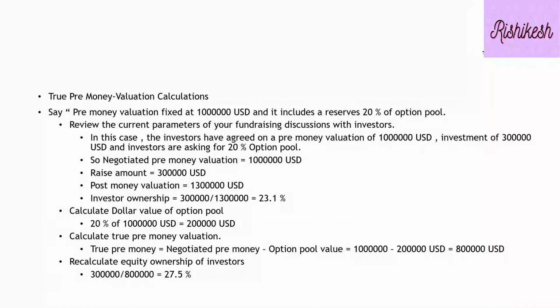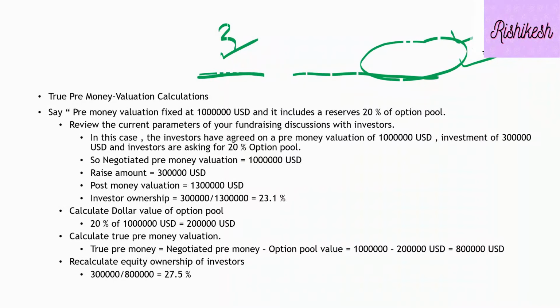So let us take the pre-money valuation calculation. We'll take an example of it. Let us suppose that you have got a pre-money valuation of 10 lakh US dollars, and it includes a reserve of 20% option pool. So it means 20% of 10 lakh US dollars is being reserved as an option pool on this pre-money valuation.